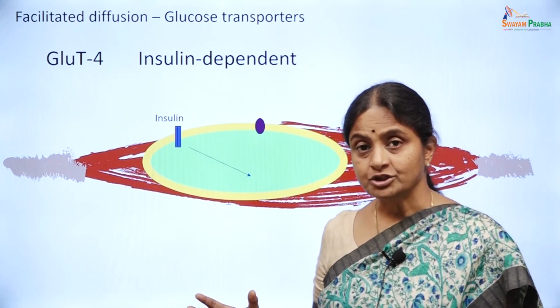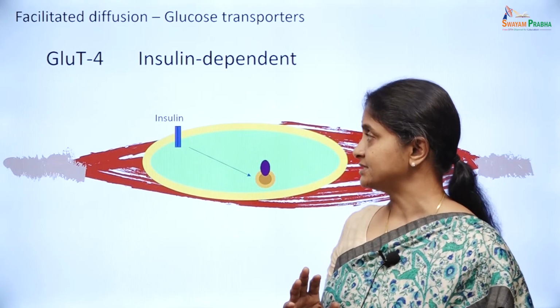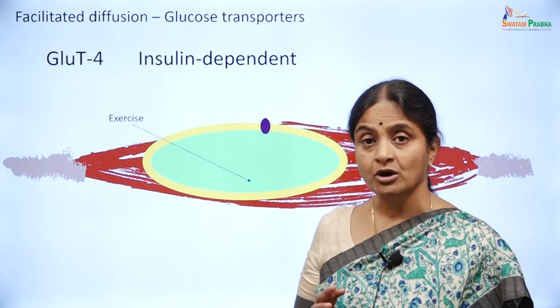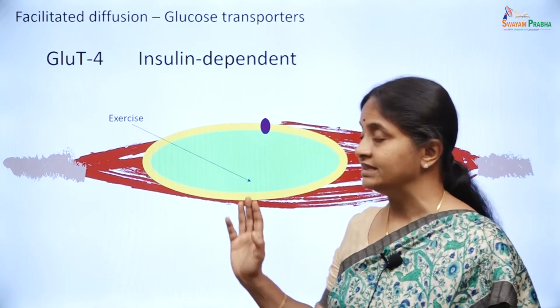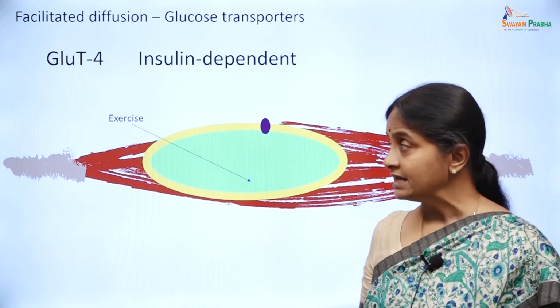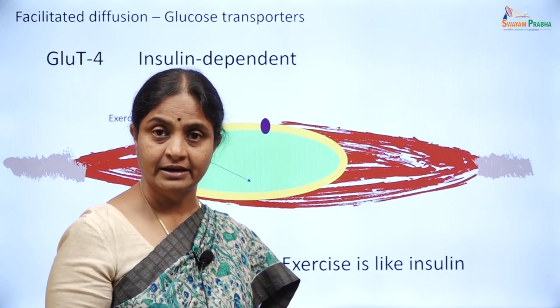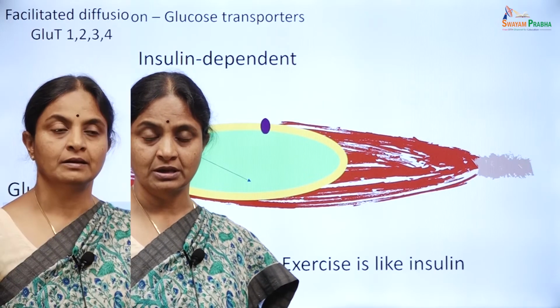Now, what is encouraging to know is that it is not only insulin that can do this. Exercise is another signal which can cause translocation of GLUT4 to the plasma membrane even in the absence of insulin. In that sense, exercise is like insulin. It can substitute for insulin in removing blood glucose.